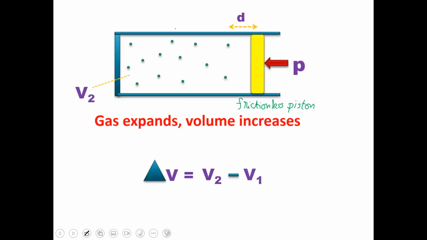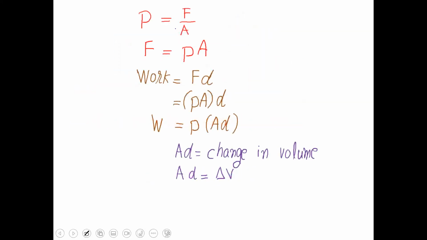Now, the gas expands, volume increases. It's a frictionless piston. This is a change in volume. Now, pressure is equal to force upon area. Force is equal to pressure times area. So, work is equal to F D. Work is equal to F times D. So, you see the derivation: I have got pressure times area.